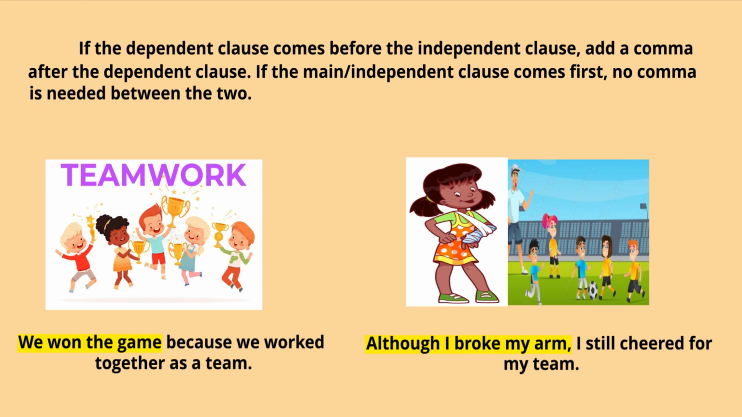Yes, it is a dependent clause because although I broke my arm, what happened after that? You're not giving a complete thought to that sentence, right? So that will be the dependent clause, and because we are getting a dependent clause at the start, we have to put a comma after "arm." Although I broke my arm, comma, I still cheered for my team. I still cheered for my team is the independent clause. Got it?